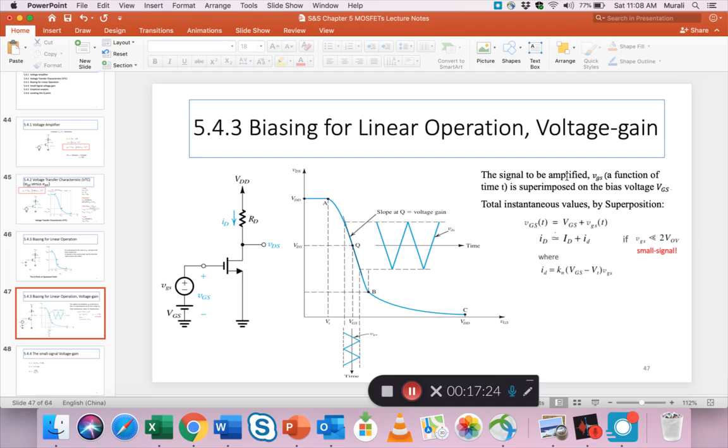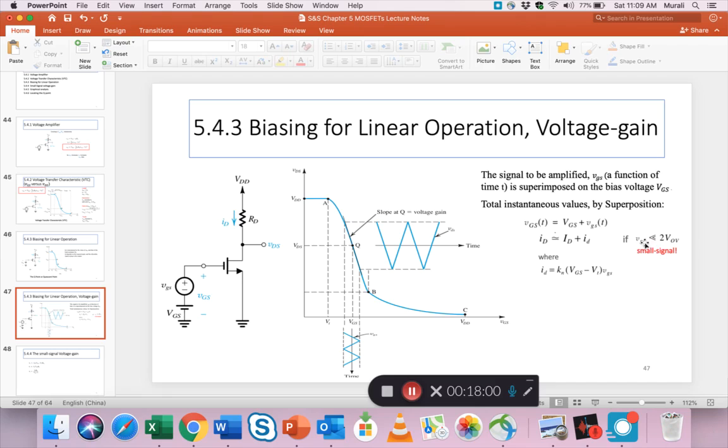Okay, so what I'm saying on the right side here is, the signal to be amplified, small v GS, it's a function of time generally, as you can see, this is time varying, and is superimposed on the bias voltage big V GS. The total instantaneous value by superposition is the sum of big V GS and small v GS, you get small v capital GS of t. So try to remember this way of writing. So this is V GS plus v gs, okay?